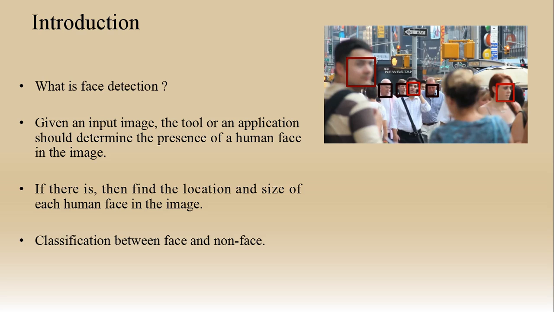Take a look at the image at the top right corner of the screen. This is an image from a very busy street from one of the major cities. There are a lot of human faces and there are a lot of objects in the background. So what an efficient face detection system needs to do is to differentiate these human faces from the rest of the image and efficiently detect them. So classification between a face and a non-face is the basic requirement of a face detection system.